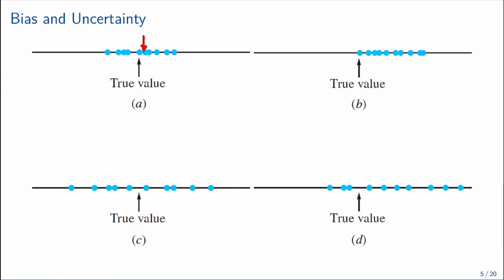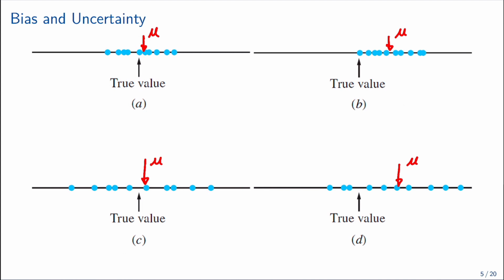In case A, the mean will be very close to the true value. In case B, it will be a little bit to the right. In case C, it's also going to be very close to the true value. And in case D, it will be to the right. That's the average of the points in blue in each case.